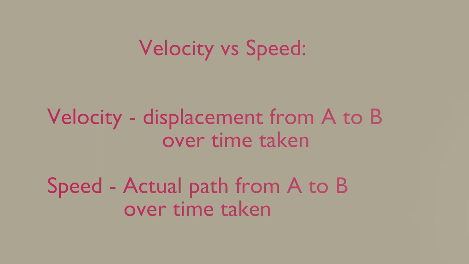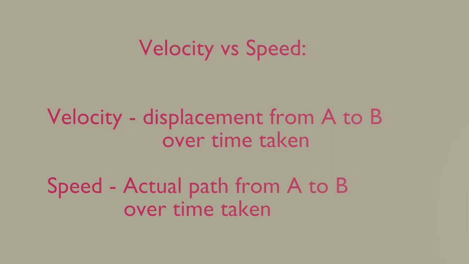Maybe now would be the best time to explain the difference between velocity and speed. Velocity is the displacement from A to B over the time taken to get from A to B, while speed is the actual path traveled from A to B over the time taken to get there. Therefore, speed accounts for the total path that is traveled.